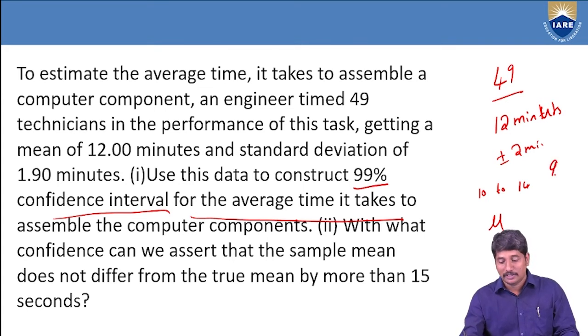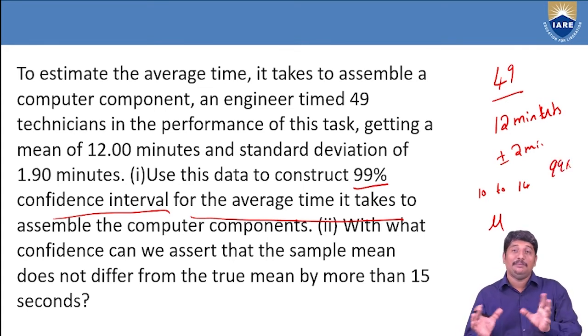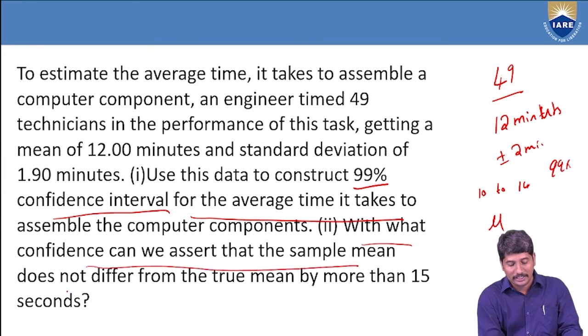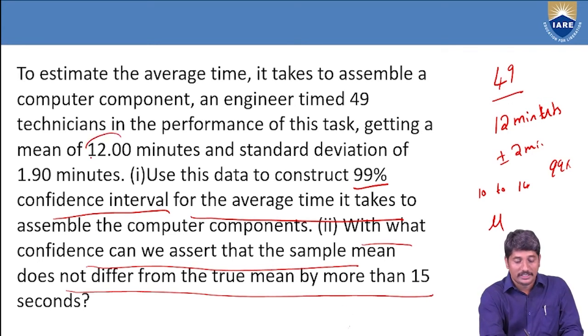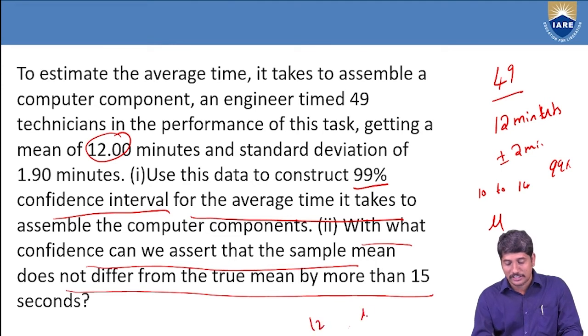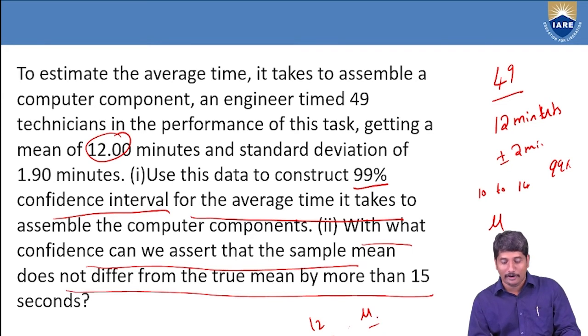Okay, at 99% confidence, what will be the time range they will take to assemble the computer? And second, with what confidence can we assert that the sample mean does not differ from the true mean by more than 15 seconds? That means we have a sample mean of 12 minutes, right? And generally it differs from mu, the original population average. What is the confidence that the difference will be less than 15 seconds? We have to find the corresponding level of confidence, that is the probability 1 minus alpha. Okay, this is the question.